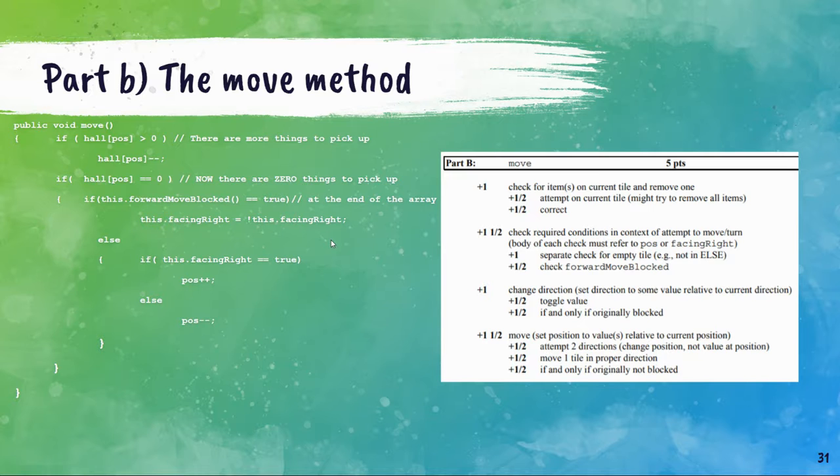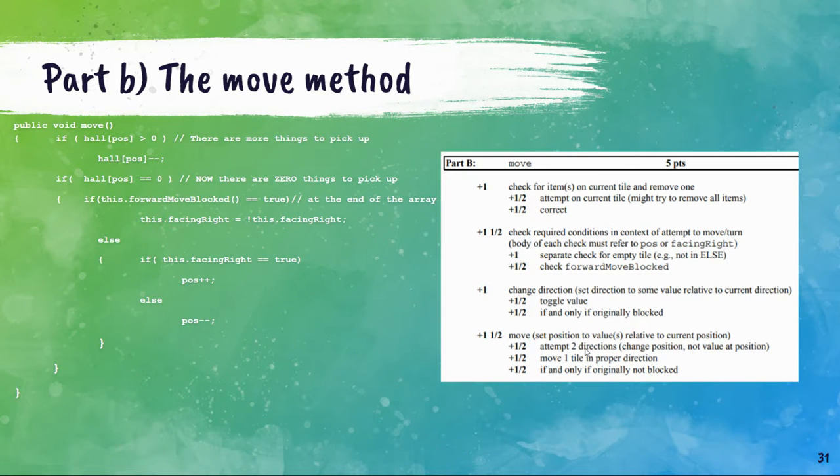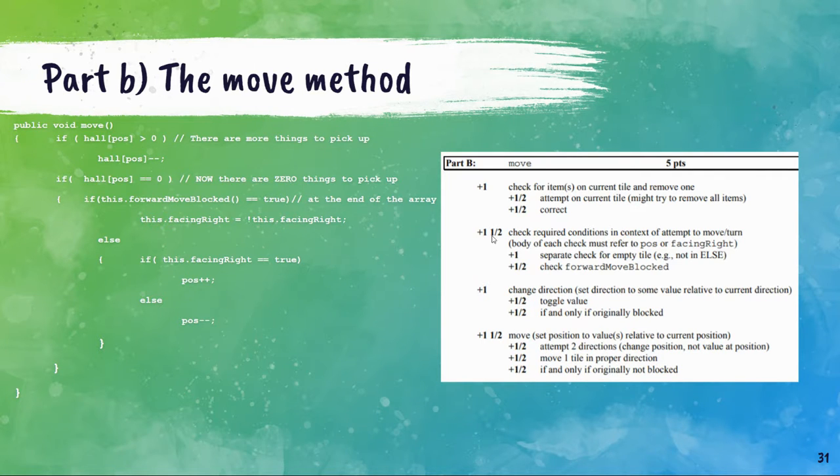And then the move attempt, 2 directions. Move 1 tile in the proper direction if and only if the original is not blocked. I think my code mirrors their solution. Some of the reading of that is a little hazy in my mind. And so that's the move method. That was also pretty straightforward.